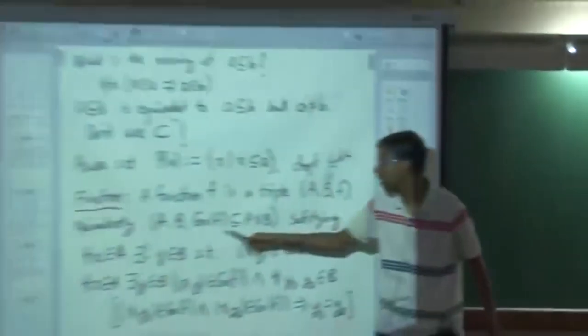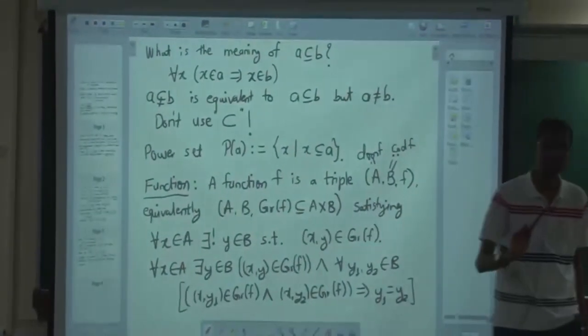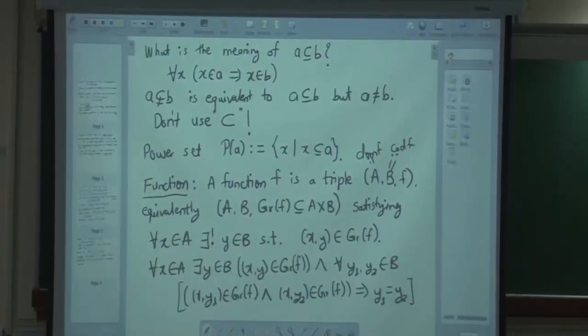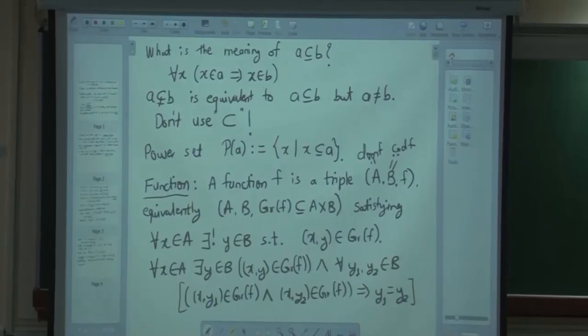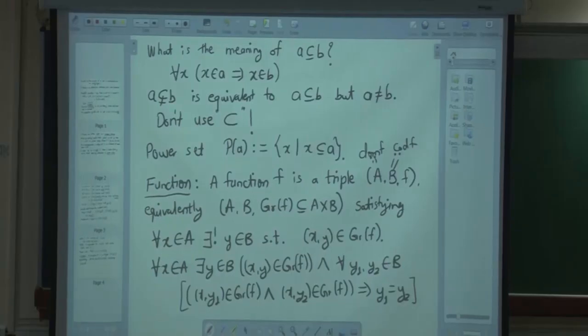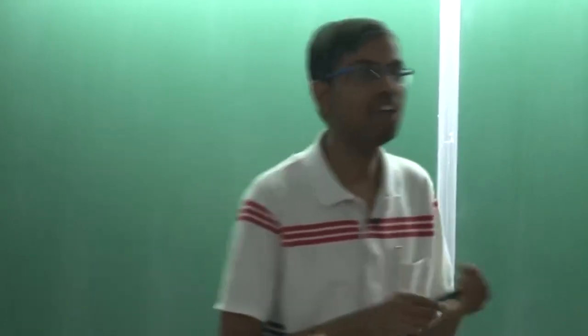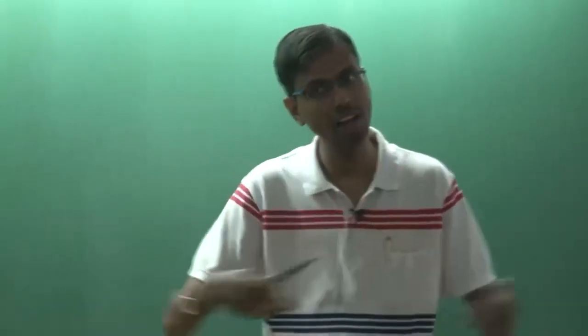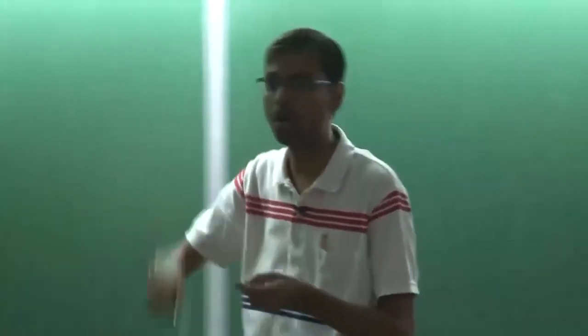Observe this. Every function is in bijection with the collection of graphs, right? I mean, the set of functions is in one-to-one correspondence with the set of graphs. Now, graphs are subsets of A cross B. So, therefore, at most how many functions can there be? As many as subsets of A cross B. So, every graph of F is actually an element of the power set of A cross B. And therefore, the collection of all graphs is an element of the power set of the power set of A cross B. So, still it is a set.